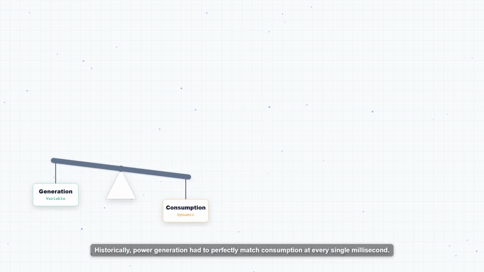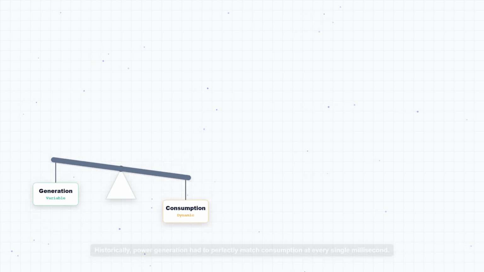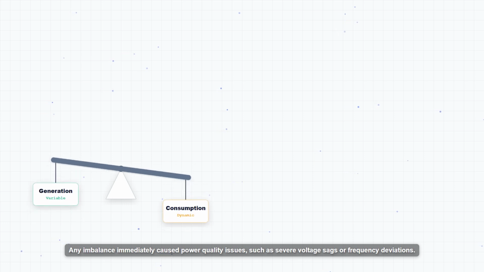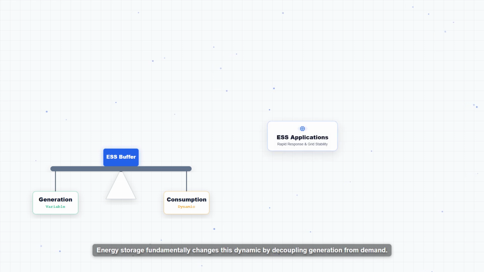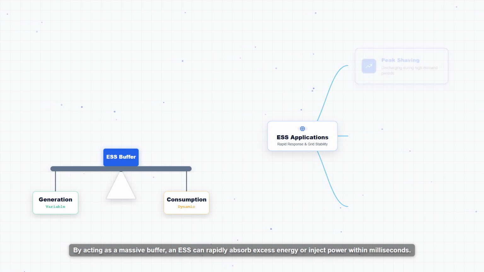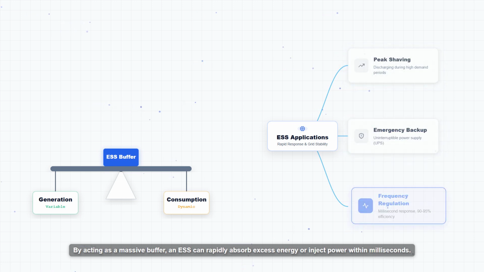Historically, power generation had to perfectly match consumption at every single millisecond. Any imbalance immediately caused power quality issues, such as severe voltage sags or frequency deviations. Energy storage fundamentally changes this dynamic by decoupling generation from demand. By acting as a massive buffer, an ESS can rapidly absorb excess energy or inject power within milliseconds.